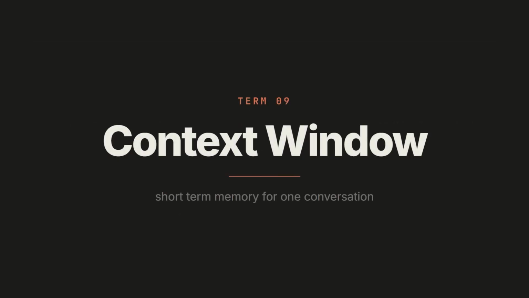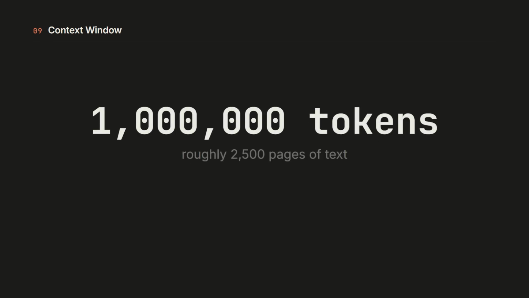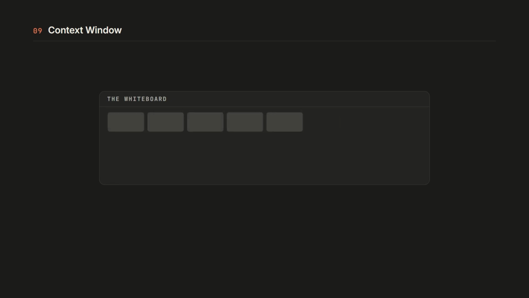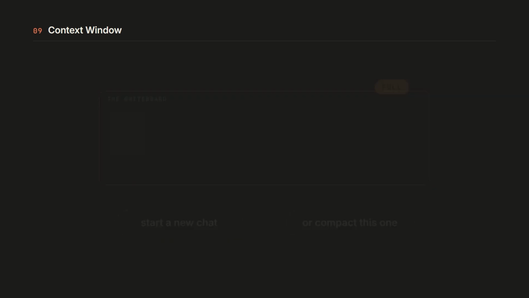Context window. This is Claude's short-term memory for one conversation, measured in tokens. Claude's latest models have a context window of up to 1 million tokens, which is roughly 2,500 pages of text. And that's everything Claude can see at once: your messages, its replies, and any files it's read in that window. Think of it as a whiteboard. Every message you send and every reply you get fills up the whiteboard bit by bit. But eventually, it's going to get full and you'll need to start a new chat or compact the current one to free up more space.